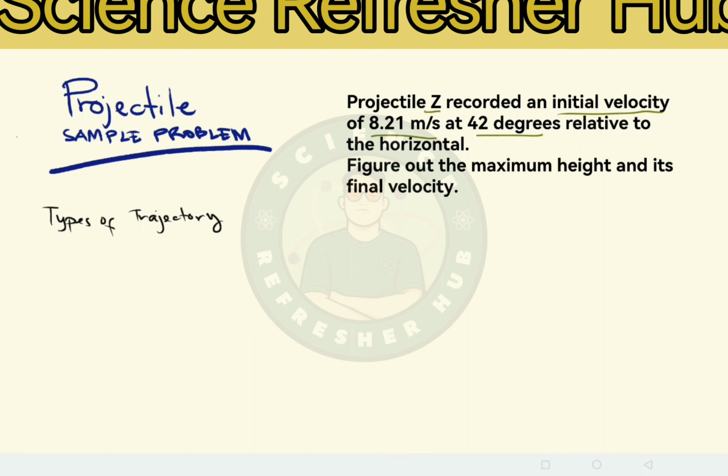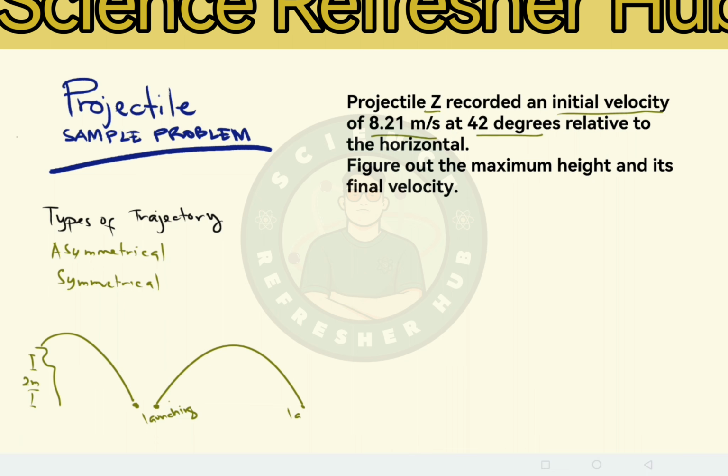Okay, before we deal with the problem, let's first recall the two types of trajectory. We have asymmetrical and symmetrical. Asymmetrical has an initial height, let's say 2 meters, and then you have the trajectory and here's your projectile. For symmetrical, it's perfectly like this. The launching and the landing of the projectile are the same in position. While in asymmetrical, here's our launch and this is going to be our land. So they don't have the same direction.